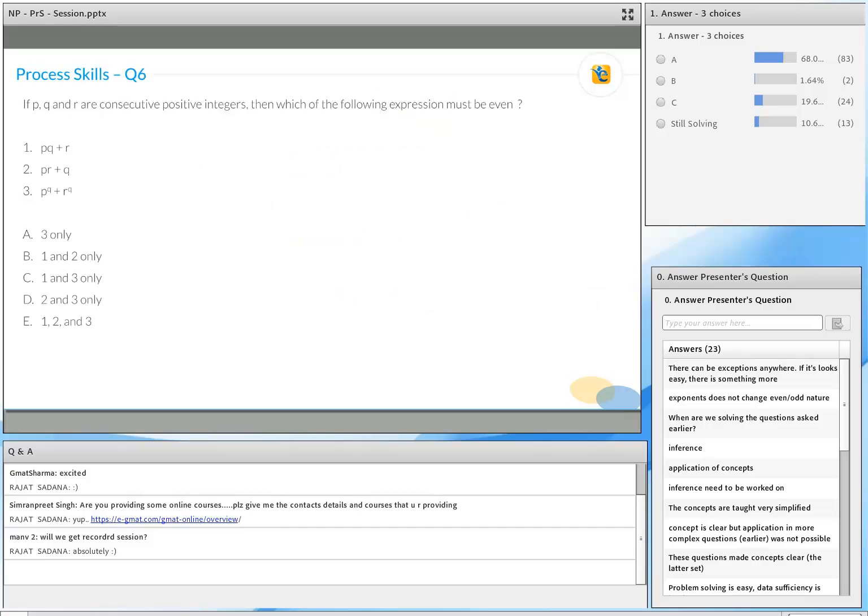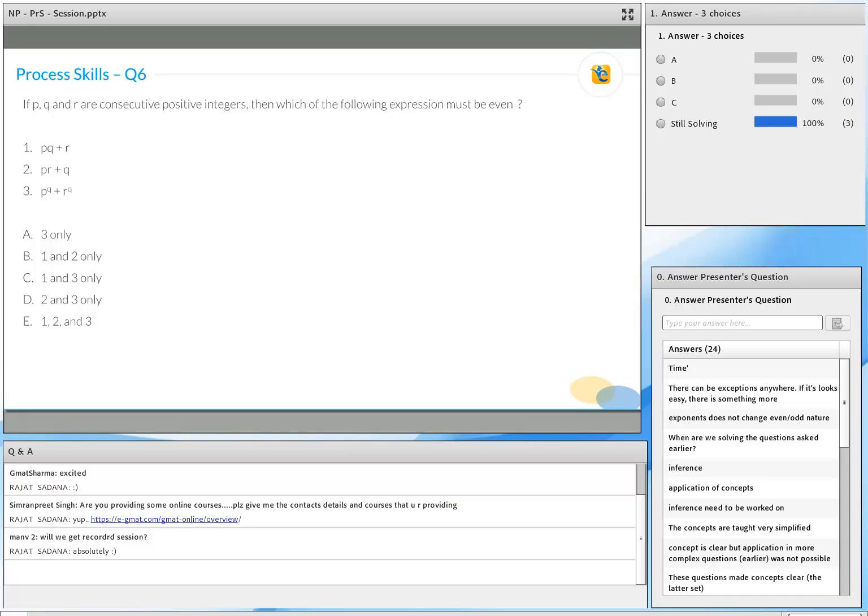All right. Now let's move on to question number 6. Here you go. Go ahead and click on still solving.